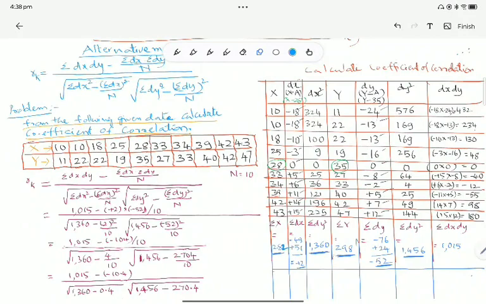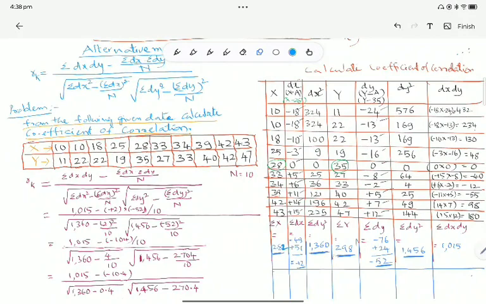So the sum of this sigma dx square is equal to 1360. Okay, so you write it down correctly. I wrote it as dy square, but it is not dy square, it is dx square.